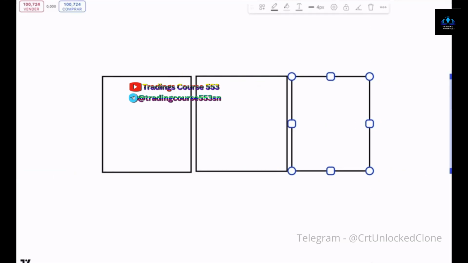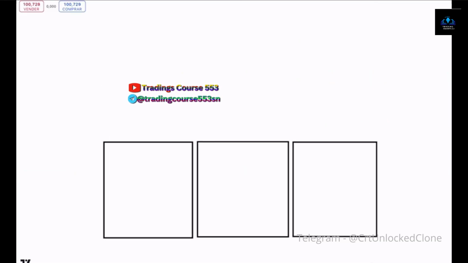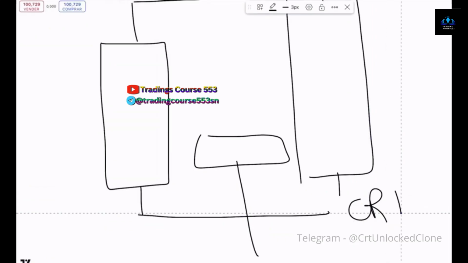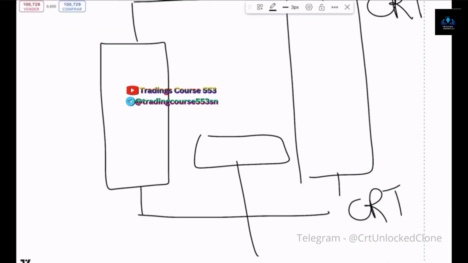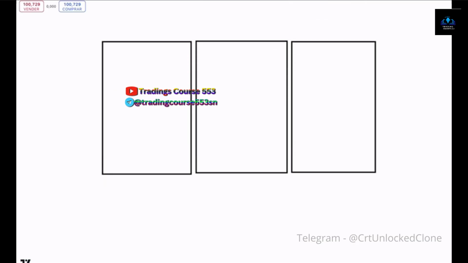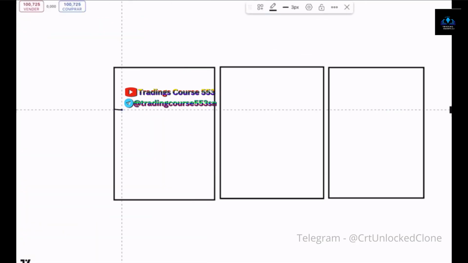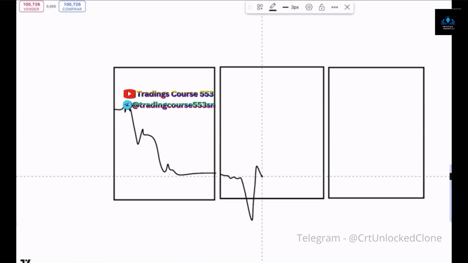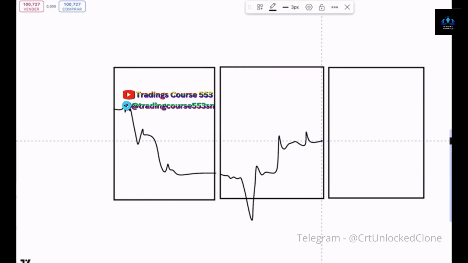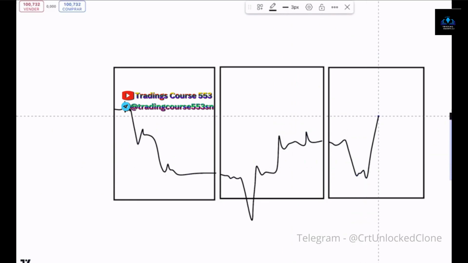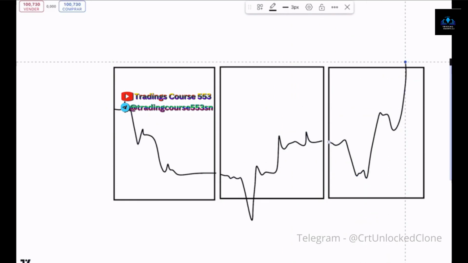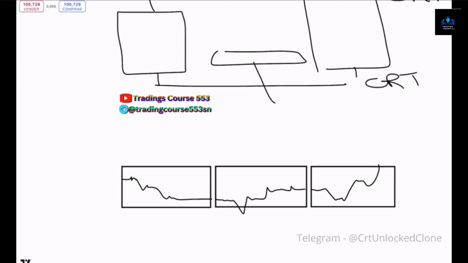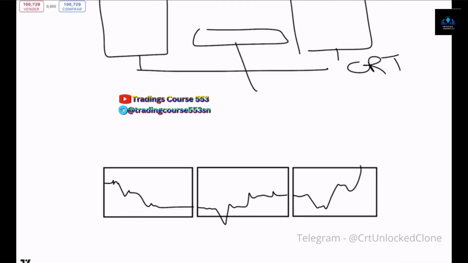Go back and check for yourself. Look for a successful 3-candle model, CRT, right? CRT low, CRT high. Look for that and see what you see inside. You'll see something like this. You'll see a candle. You'll see the next candle going. And then you'll see the final candle hitting the target, right? Candle 1, candle 2, candle 3. This and this are the same thing, right? Understand that.